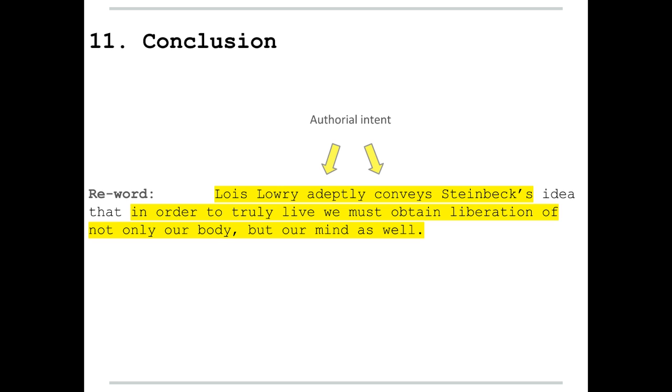So, again, acknowledging authorial intent, Lois Lowry and Steinbeck, and then prove that you understand your quote and how it connects to the novel. So, in order to truly live, we must obtain liberation of not only our body, but our mind as well. You could even take this further. You could even say, in order to truly live, we must obtain liberation of not only our body, but, as Jonas does in Leaving the Community, our mind as well. And that would really show that you understand how it connects to the novel.